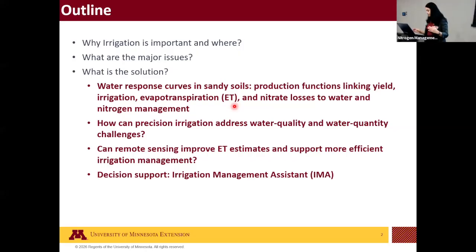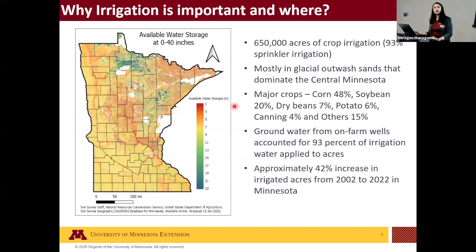So this is a 5-year data set that I'll be showing you, talking about irrigation, yield, evapotranspiration, and nitrate loss trends over time. Then we will move into some new studies that I'm focusing on, not so much data, but just giving you an idea of where we are going forward with these data sets. So, starting with the introduction: why irrigation is important, and where.